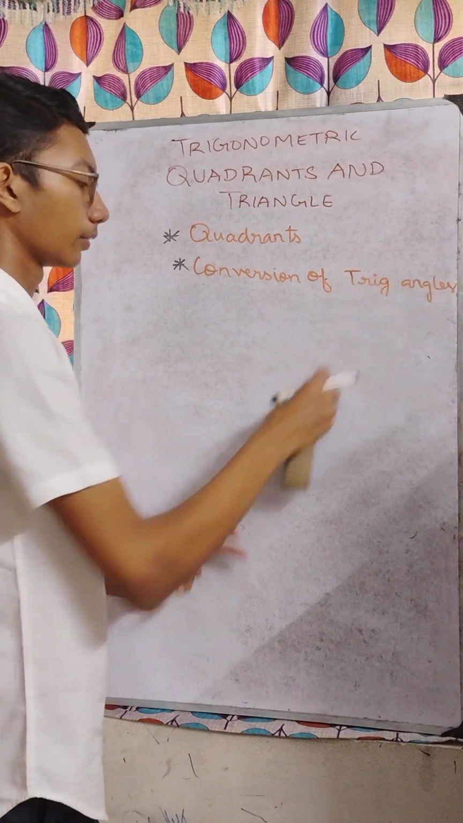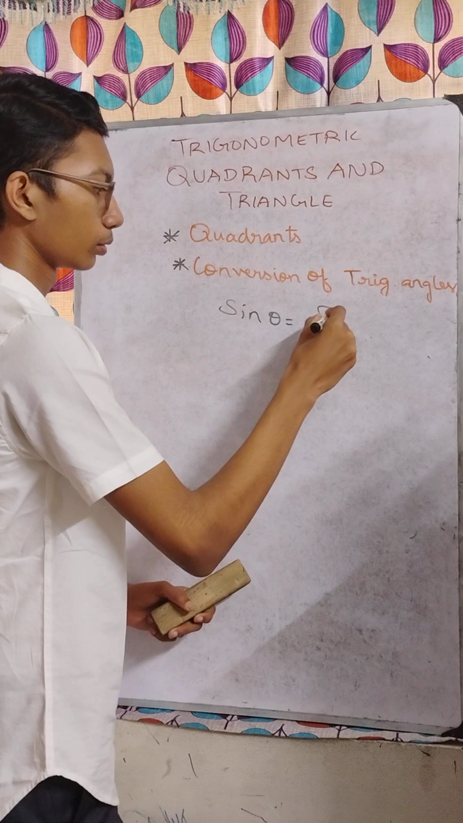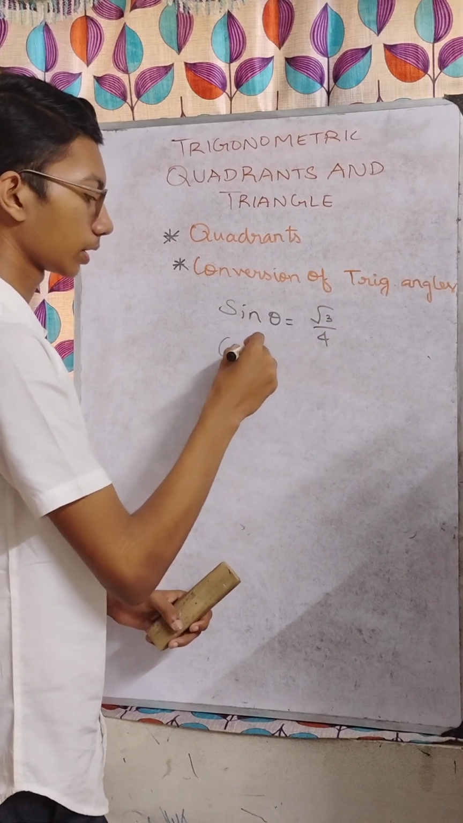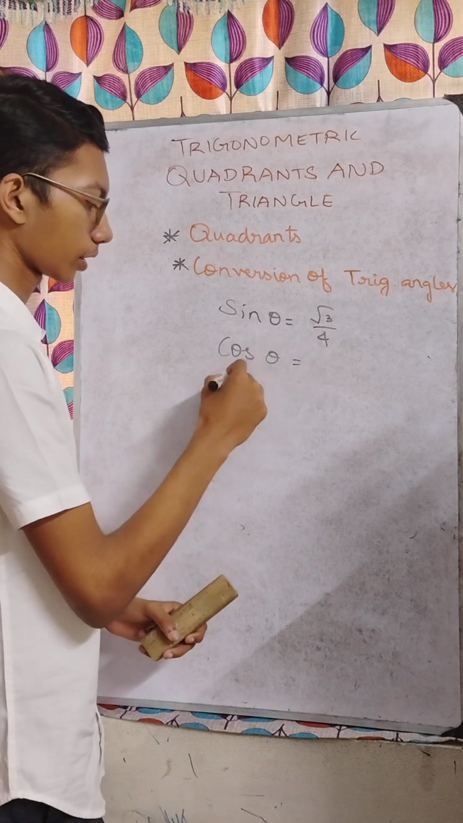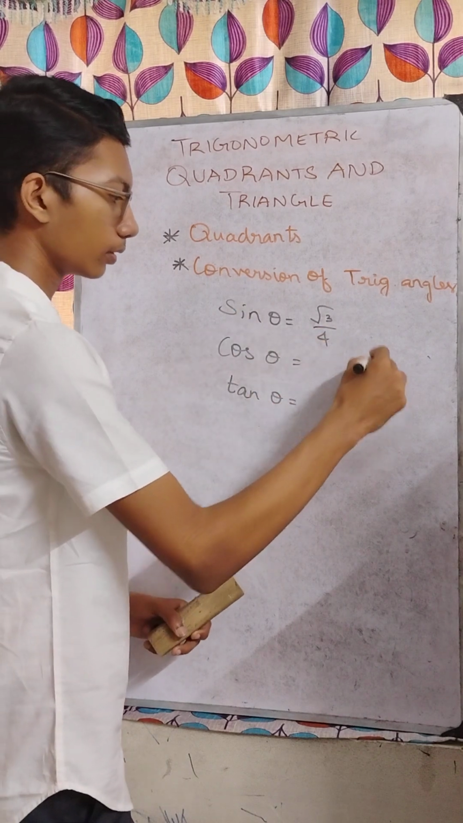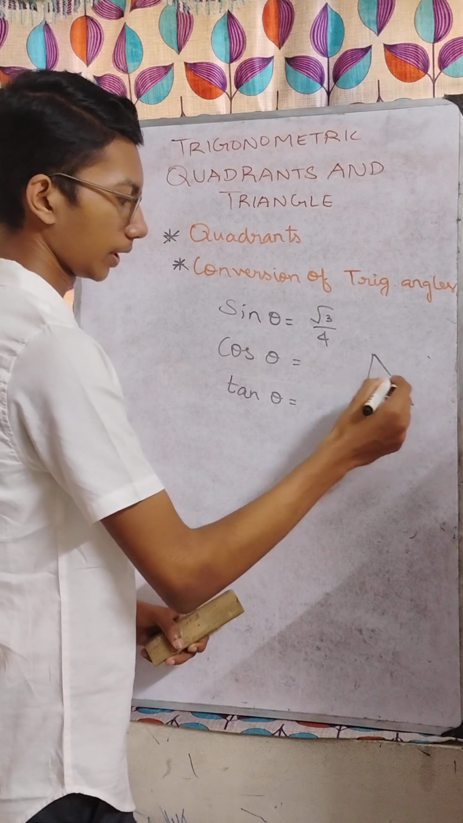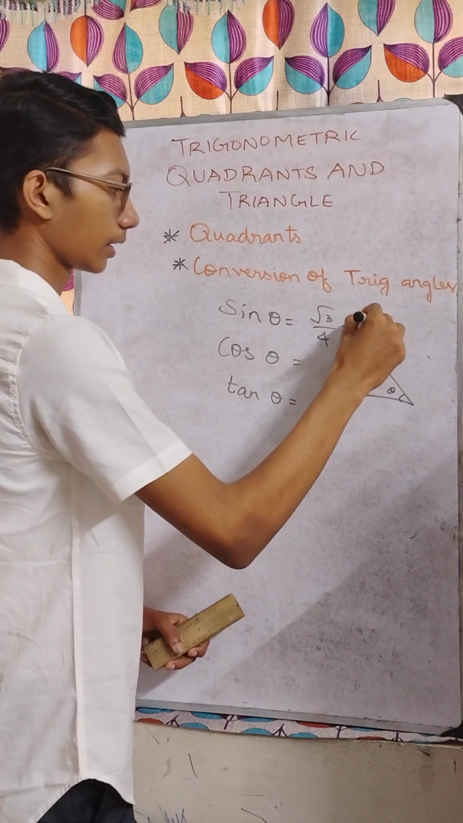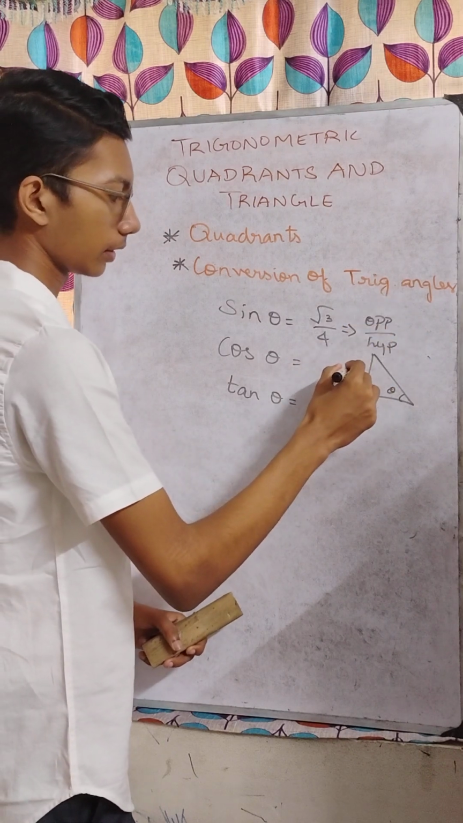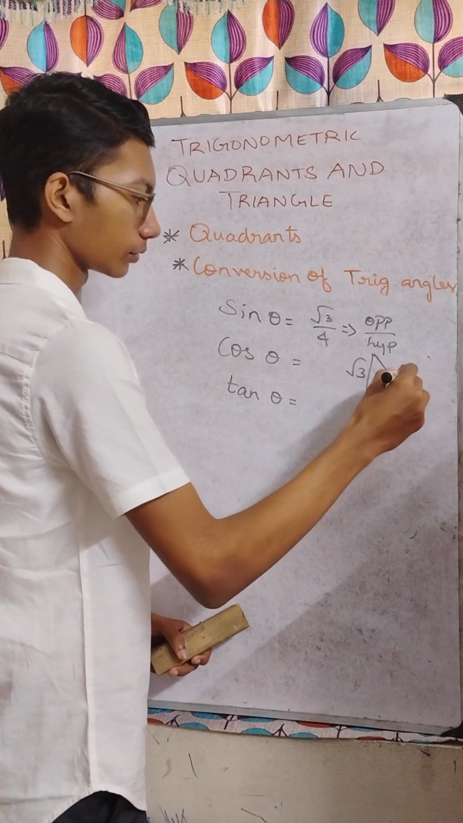So let's say we have sin theta is root 3 by 4. Let's say this is what the given question is, and we need to find cos theta and tan theta, and this is the only information we have. So what we can do is we can draw a triangle, and this will be theta. We know sin theta is opposite by hypotenuse. Opposite here is opposite of this angle, which is root 3, hypotenuse, which is 4.